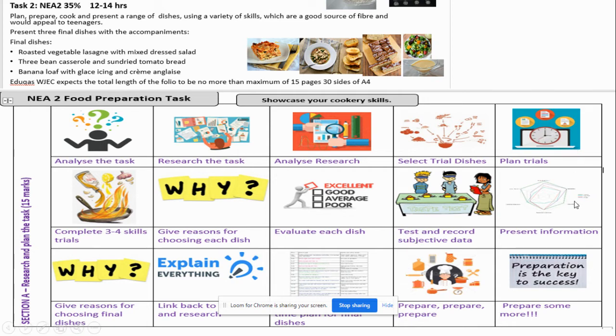So everything you see in this table here is section A, and it's worth 15 marks. So before we actually begin cooking, your son will be expected again to analyze and research and investigate recipes and dishes from around the world, for example. So lots of different ideas and skills and processes involved in this part of the coursework.